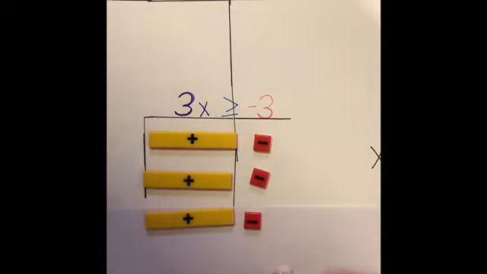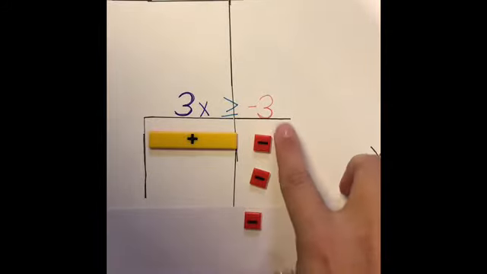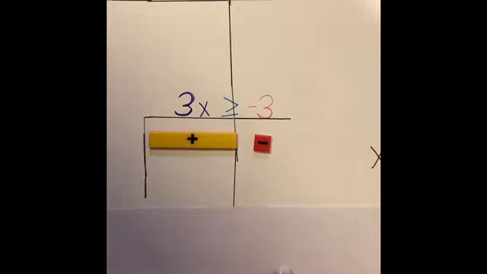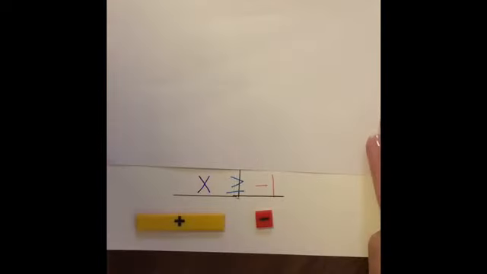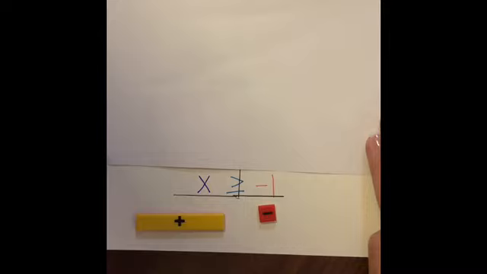3 divided by 3 is going to give us 1. Negative 3 divided by 3 is going to give us a negative 1. What we find here is that when we do this, all we're left with is x is greater than or equal to negative 1, which would be our final answer.